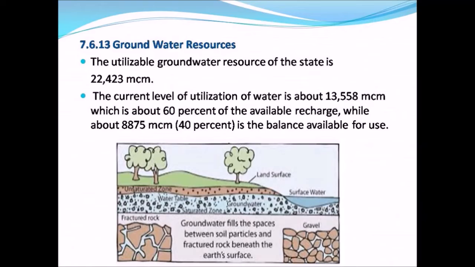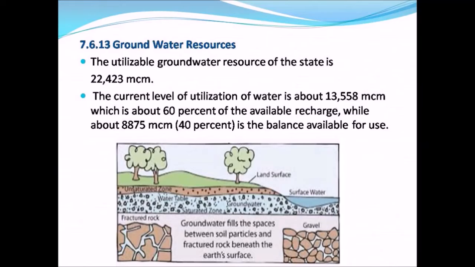Groundwater resources. We have already seen what groundwater and surface water are. The groundwater is found below the ground level, and this water is trapped in between the rocks below the ground. This water is retrieved by drilling a bore well. Now we will see about the groundwater resources. The utilizable groundwater resource of the state is 22,423 million cubic meters.